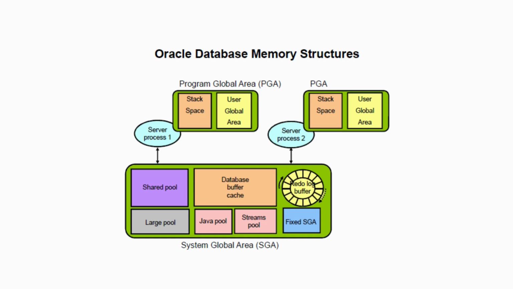Program Global Areas, PGA: memory regions that contain data and control information for a server or background process. A PGA is non-shared memory created by Oracle Database when a server or background process is started. Access to the PGA is exclusive to the server process. Each server process and background process has its own PGA.